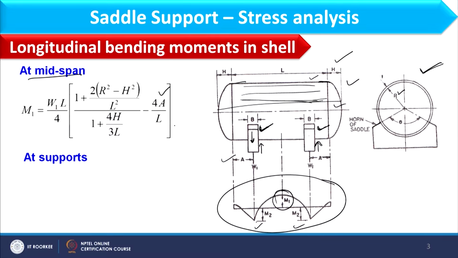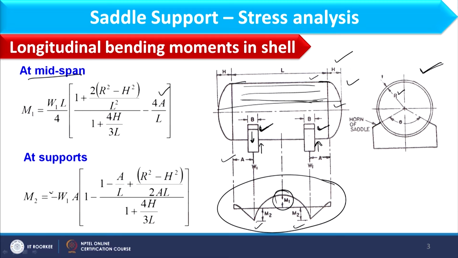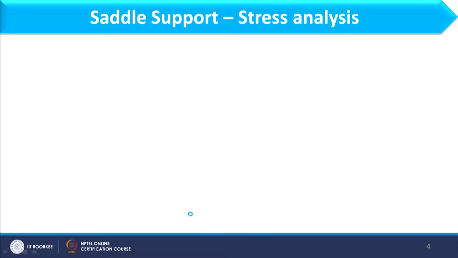At the support, where I am having M2, it is denoted by a negative sign. Why that is, we have already discussed, and it is equal to minus W1 A times bracket 1 minus A by L plus (R square minus H square) by 2 A L, divided by 1 minus 4 H by 3 L. So, these two expressions of longitudinal moment we have considered will be used for computation of longitudinal stress in the shell.